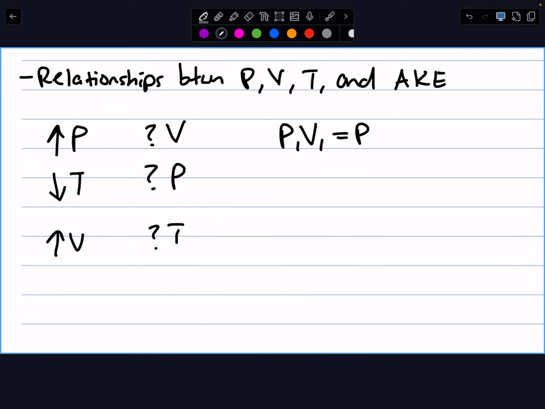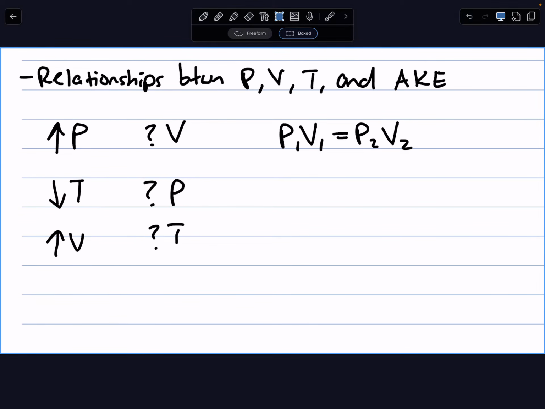P1V1 equals P2V2. Perfect. Okay, do you see how these variables are being multiplied? Whenever you have variables being multiplied in a formula like this, it is an inverse relationship. So when one increases, the other one decreases.